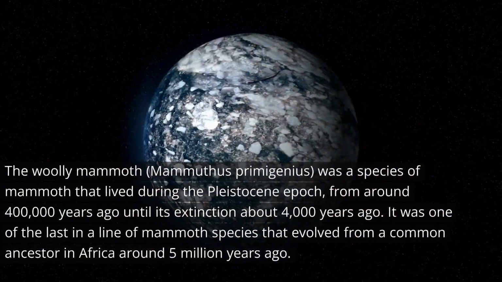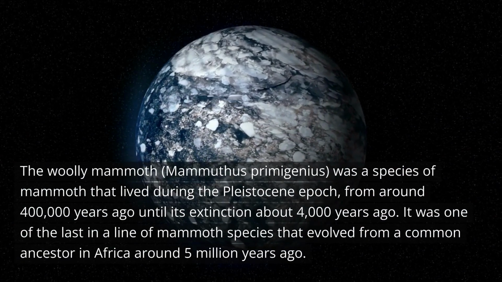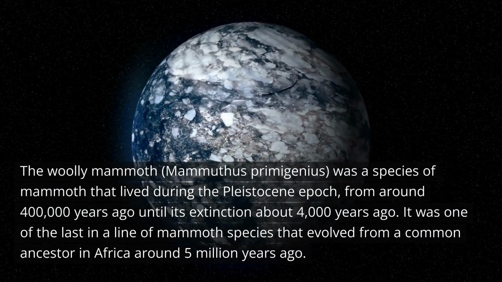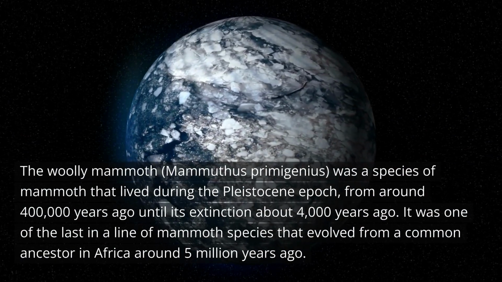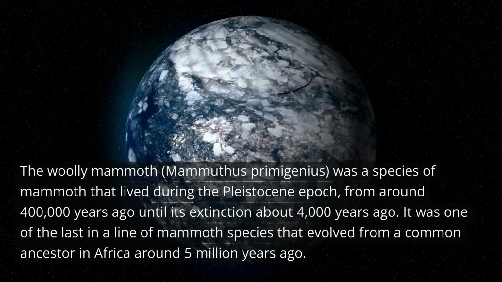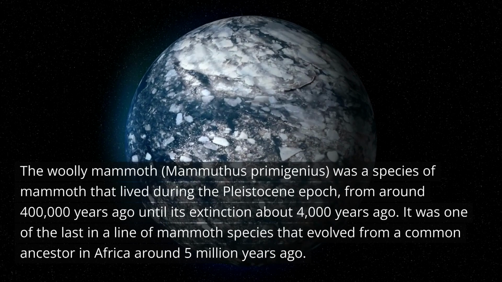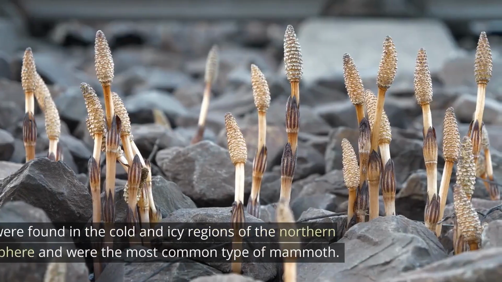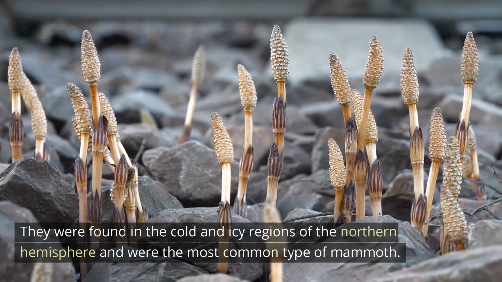The woolly mammoth, Mammuthus primigenius, was a species of mammoth that lived during the Pleistocene epoch, from around 400,000 years ago until its extinction about 4,000 years ago. It was one of the last in a line of mammoth species that evolved from a common ancestor in Africa around 5 million years ago. They were found in the cold and icy regions of the northern hemisphere and were the most common type of mammoth.